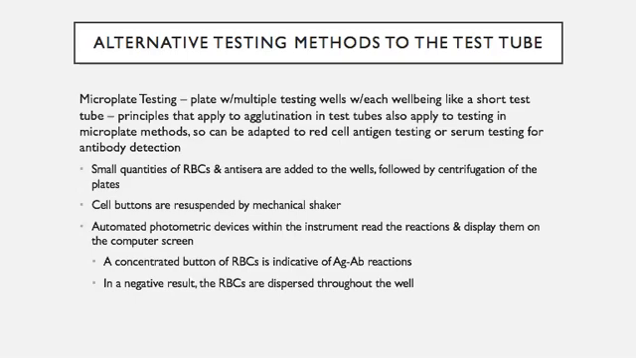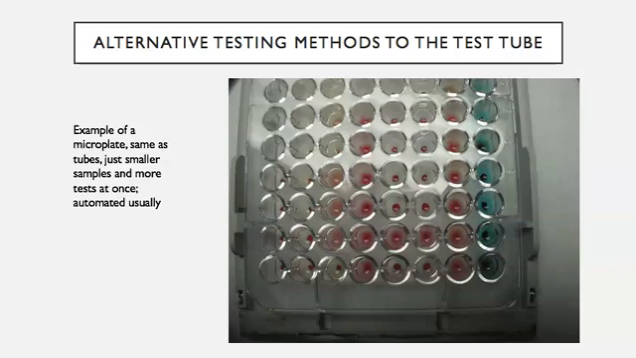So small quantities of red cells and antisera are added to the wells. The plates get centrifuged. Cell buttons are resuspended by a mechanical shaker inside the instrument. Then you've got a concentrated button that is indicative of an antigen-antibody reaction. And then the instrument has a photometric device that reads the reactions and displays them on the computer screen. It's the same concept. What's happening in these little tiny wells is the same as what would happen if you were doing the tube testing on the bench. So the reactions are going to be the same in the microplate testing as in the tube testing. So that's what those microplate wells look like.